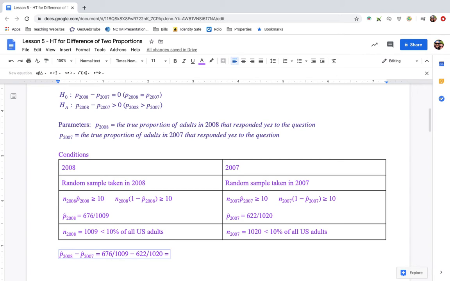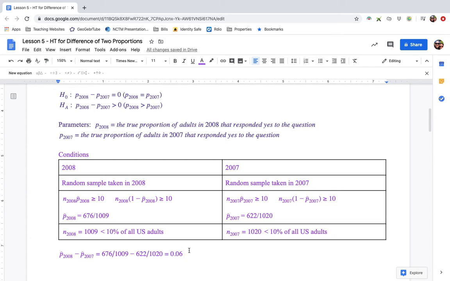And according to my quick calculation here, that difference is 0.06, so about a 6% difference. Okay, so this is what we actually observed. So what do we do with this? This is our observation, actually observed.